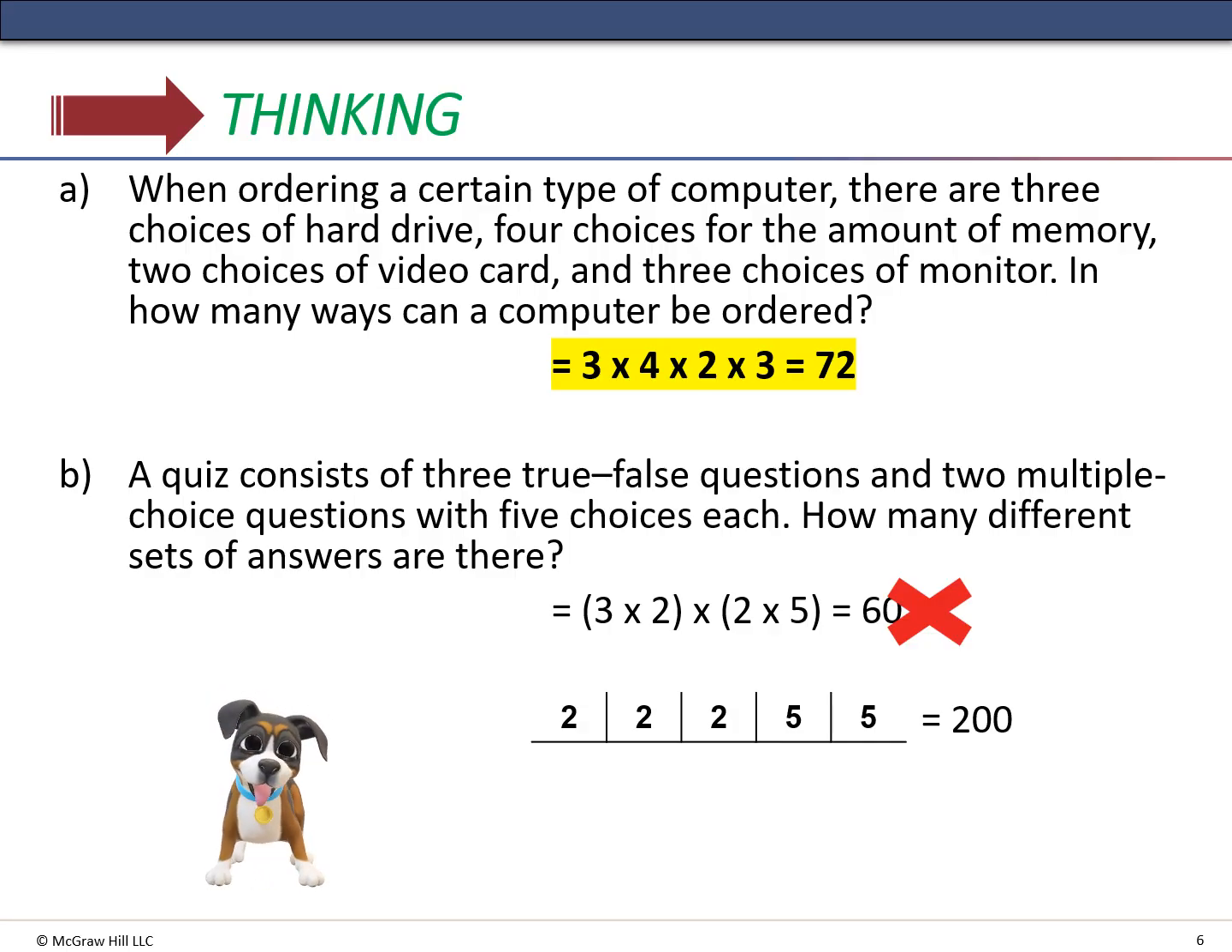So this isn't 3 times 2. This is 2 cubed. This isn't 2 times 5. This is 5 squared. So be careful. This is a very common mistake that students make, just multiplying here because they know it's a product. But what they're really doing is adding them all.